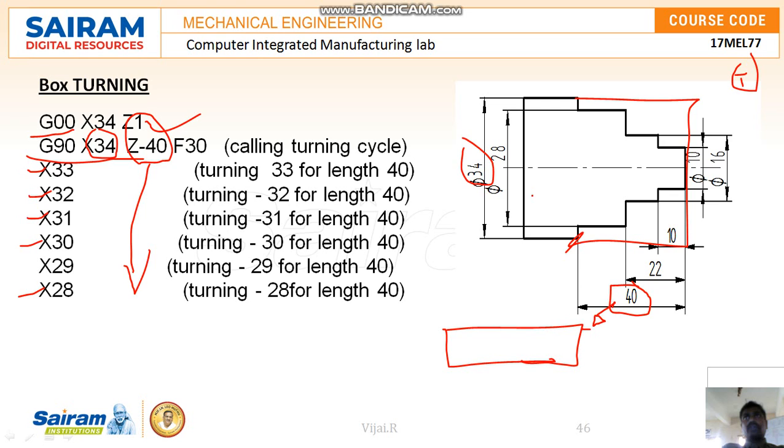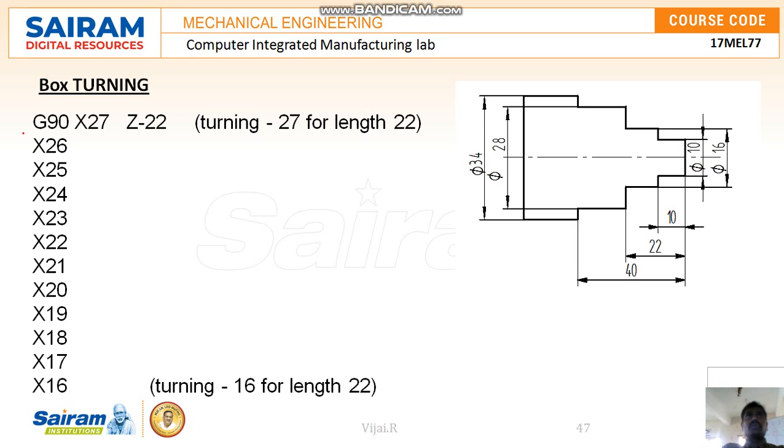By reducing for that also, we have to use the same G90. So G90 x27 z minus 22, because the distance is 22 mm. This 28 is going to be reduced to 16 mm, for the entire distance of 22 mm. From this point to this point, the diameter is going to be reduced. For that we are going to use G90 x27, 26, 25, 24, 23 and x16. I am showing 1 mm, then 2 mm also we can show, no issues. So the 28 to 16 is going to be reduced automatically.